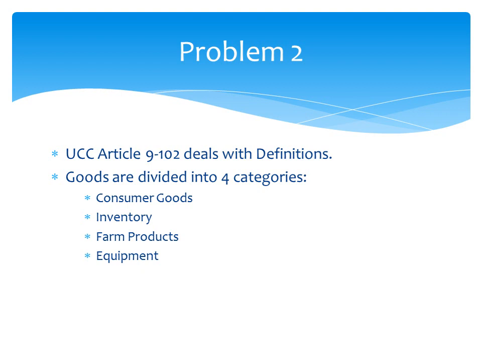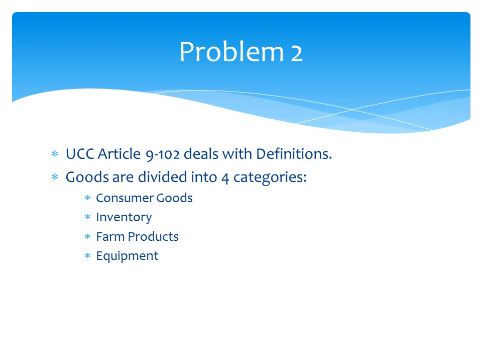Okay, problem 2 deals with Article 9-102 definitions. And in this section of the UCC, it classifies goods into 4 categories. Consumer goods, which are those used or bought for use primarily for personal, family, or household purposes. An example of this would be like a refrigerator. The second item is inventory. Inventory consists of goods leased by a person as lessor, held for sale or lease, furnished under contracts of services, or consisting of raw materials, work in process, or materials used or consumed in a business.